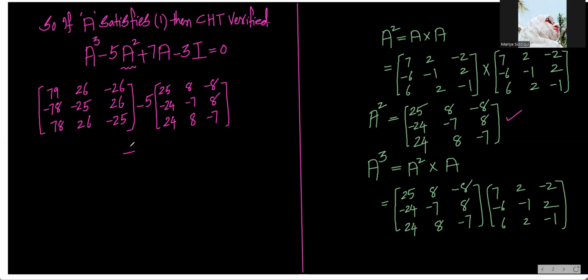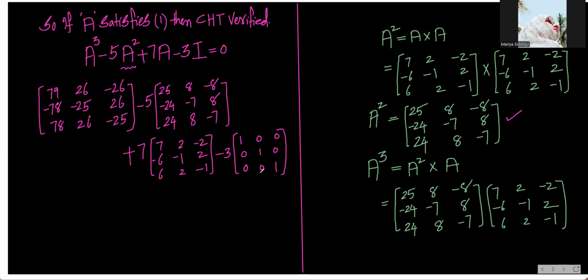Plus, actually it should come in the same line, लेकिन यहाँ पर मैं इसको ऑलरेडी कुछ वर्क कर दिया हूँ, इसलिए यहीं पे कर रहा हूँ. This is 7, 2, minus 2. It is minus 6, minus 1, plus 2. 6, 2, minus 1. Minus 3 into the identity matrix of 3 by 3 order, 1 0 0, 0 1 0, 0 0 1. Now we are in the verifying stage.